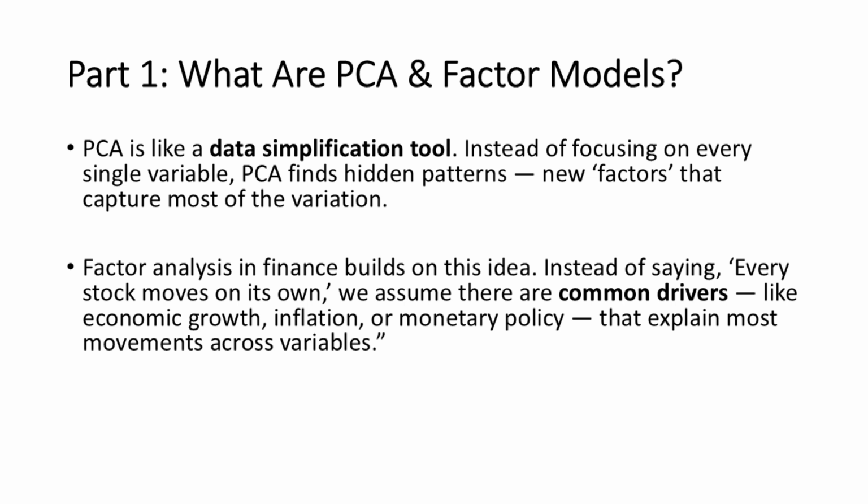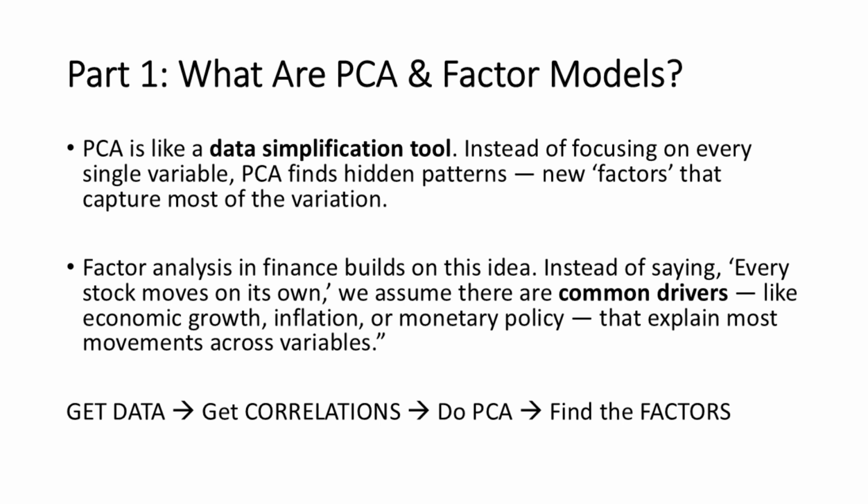And how do we do that? First, we get the data, normally in terms of movements like returns or rates, get the correlation of the data, do a PCA, find the groupings of correlations, then finally find the factors that group variables that explain a big chunk of the variations. Now let's connect this to real finance.